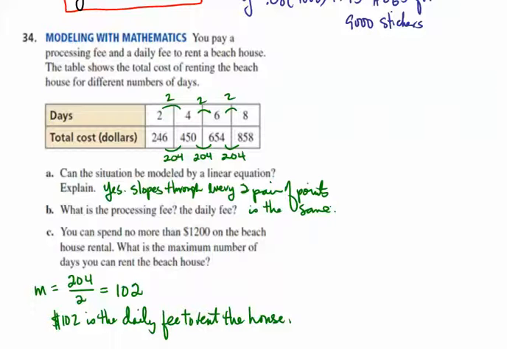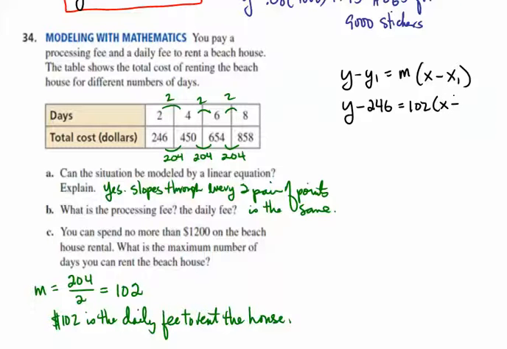Next, what we want to do is to put the equation in point slope form. Y minus y1 is equal to m times x minus x1. How do we do this? We're going to pick any point. Let's take the first point, 2 and 246. Y minus the y value, 246, is equal to m 102 times x minus the x value of 2.